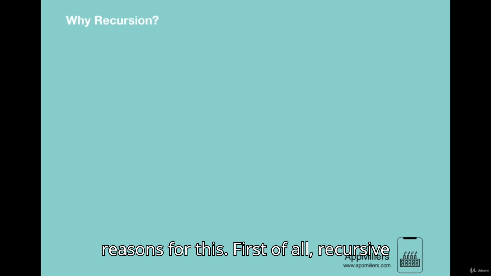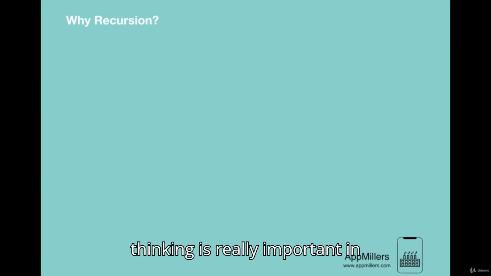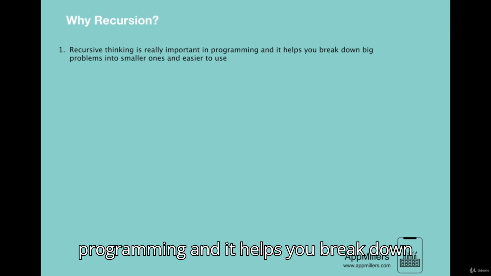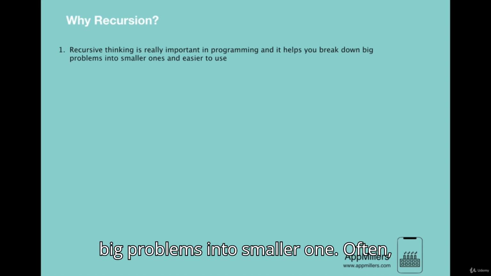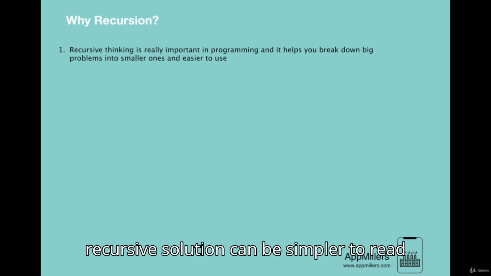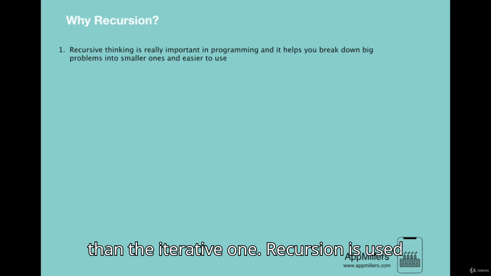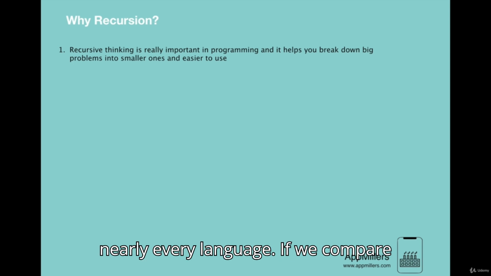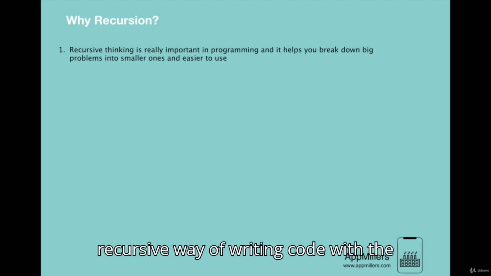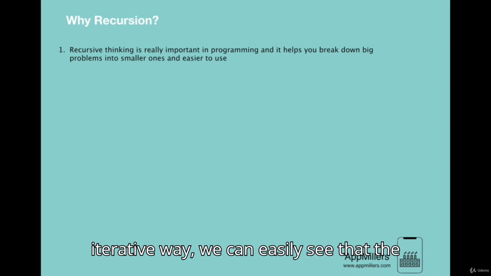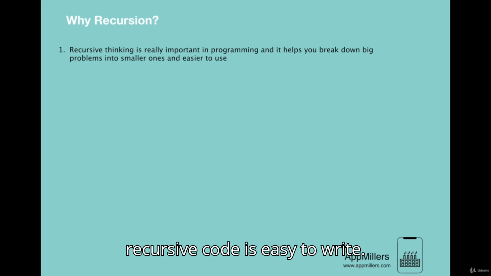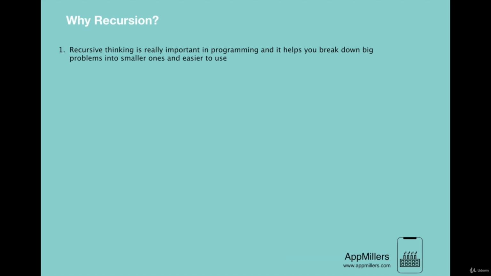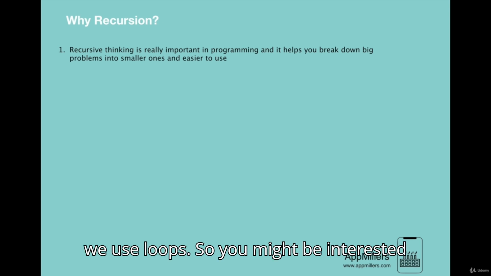First of all, recursive thinking is really important in programming, and it helps you break down big problems into smaller ones. Often, a recursive solution can be simpler to read than the iterative one. Recursion is used all the time, in nearly every field, in nearly every language. If we compare the recursive way of writing code with the iterative way, we can easily see that recursive code is easy to write. The iterative way of coding is basically where we use loops.